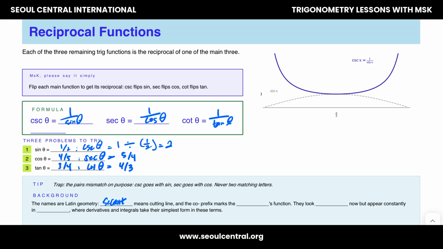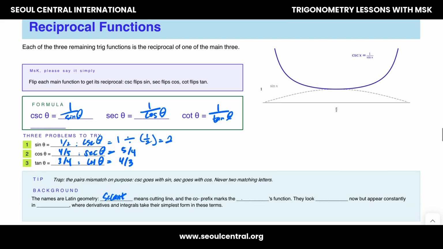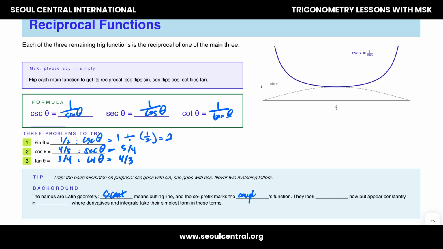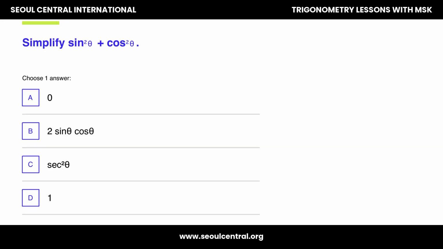Secant means to cut or cutting line. And the co-prefix means the complement, complement function. They look redundant now, but they appear constantly in calculus, where derivatives and integrals take their simplest forms in these terms, so you need to know how to do that. All right, so let's practice.